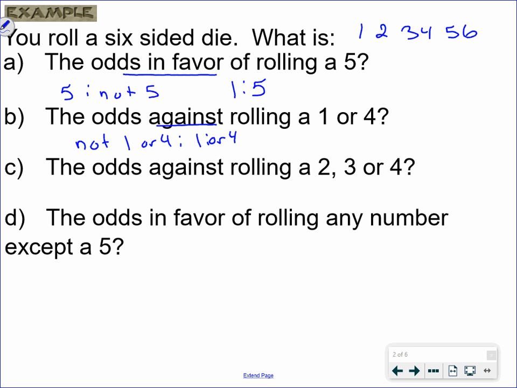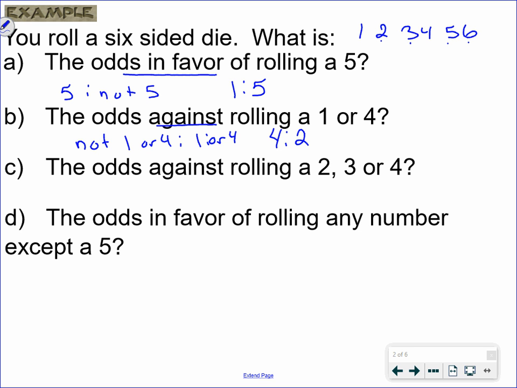So how many options are there of not rolling that 1 or 4? So we've got 2, 3, 5, and 6. So that means there are 4 options. Now we're going to compare that to how many possibilities of rolling a 1 or a 4. So that's 2: 1, 4. So 4 to 2.